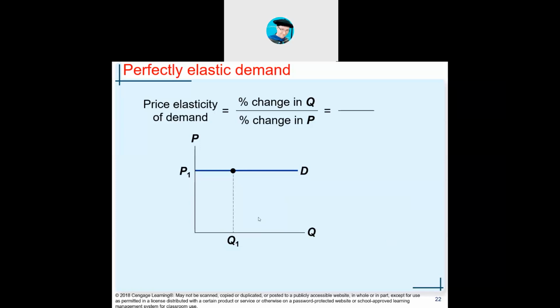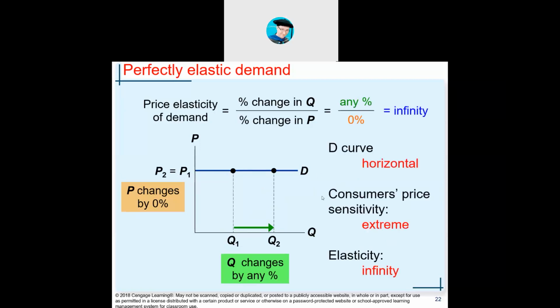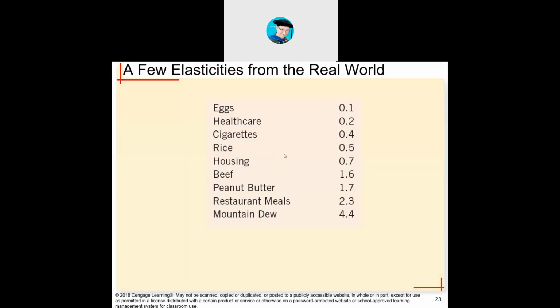If something is perfectly elastic, which again never happens, it's where the price doesn't change over time and the demand stays the same over time. We call that perfectly elastic. Again, it's a perfect world situation, but it never happens. The consumer price sensitivity to that is extreme, and it lasts forever. Again, there's no real perfectly elastic situation.